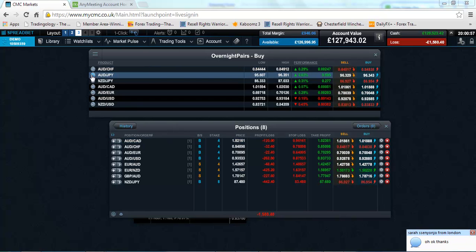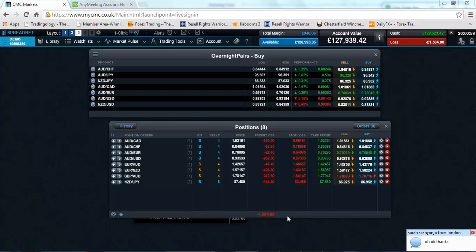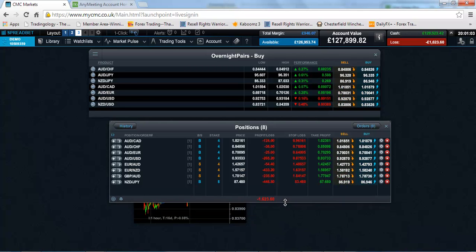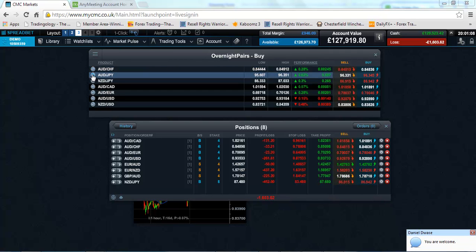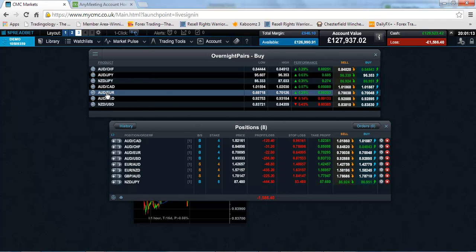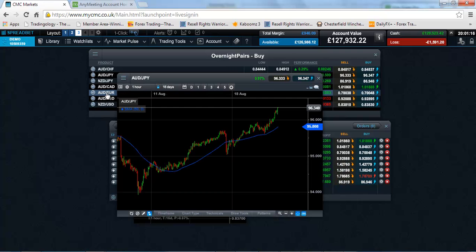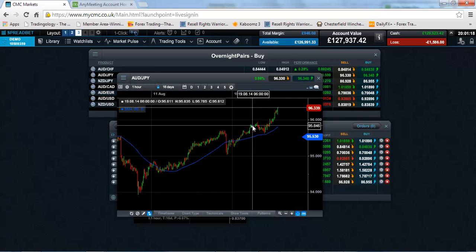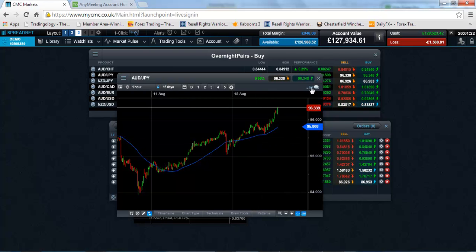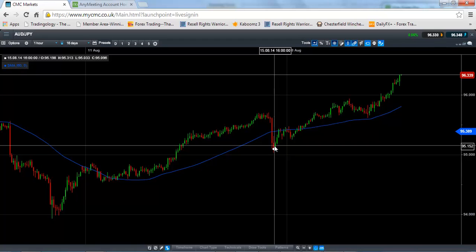So in order for me to place a trade, I have to check the chart, which is very, very important. So I'll just click on the little circle around AUDJPY, that is Australian dollar Japanese yen, and then a little chart will come up for me. At the moment, it's telling me that it's good. It's a good indicator for me to go in for buy.